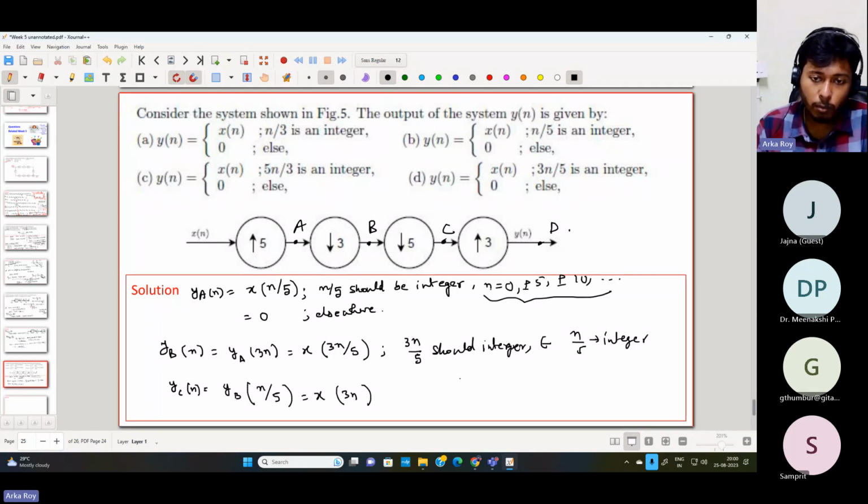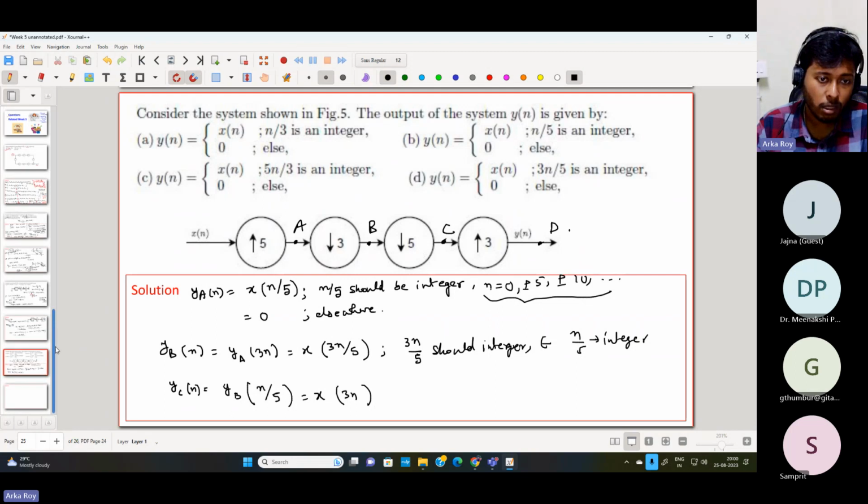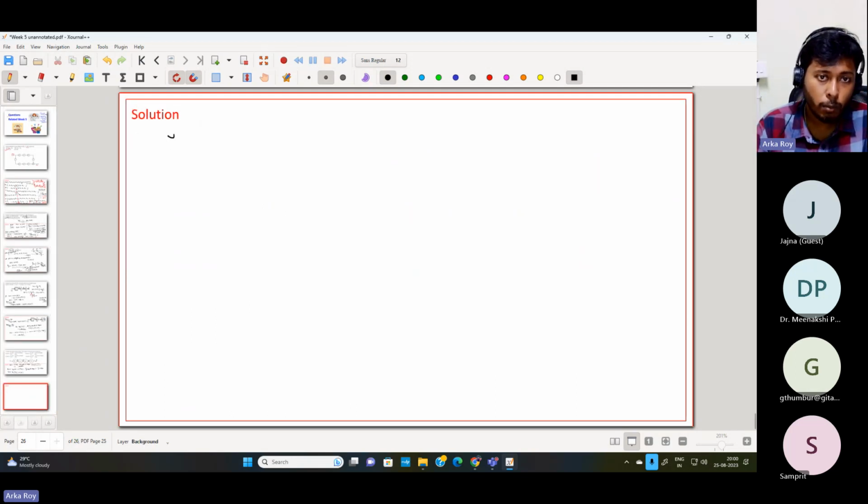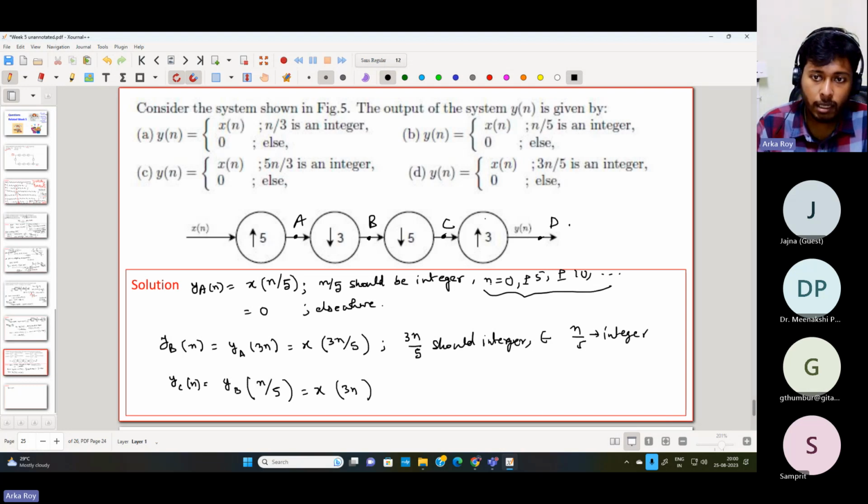So here I don't have to bother about the x of 3n argument, whether this is integer or not. Anyway, we will be dealing with integer systems only. So in the next operation, y of d of n, or the final operation, I can simply say it as y of n. Over here, we can see that we are operating with an upsampler operation, so upsampling by 3.